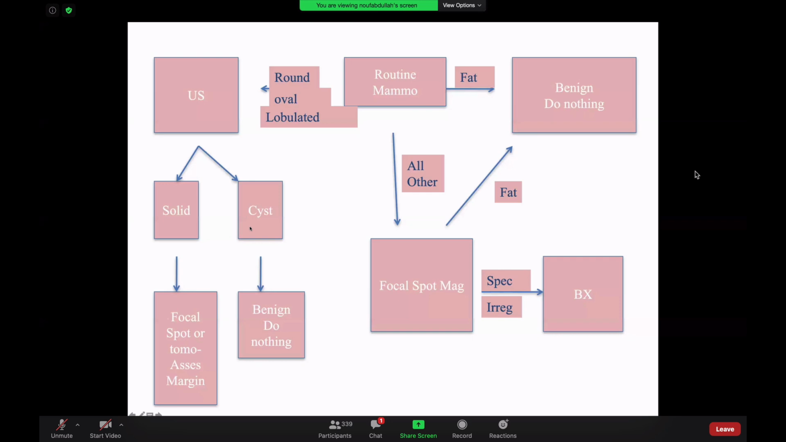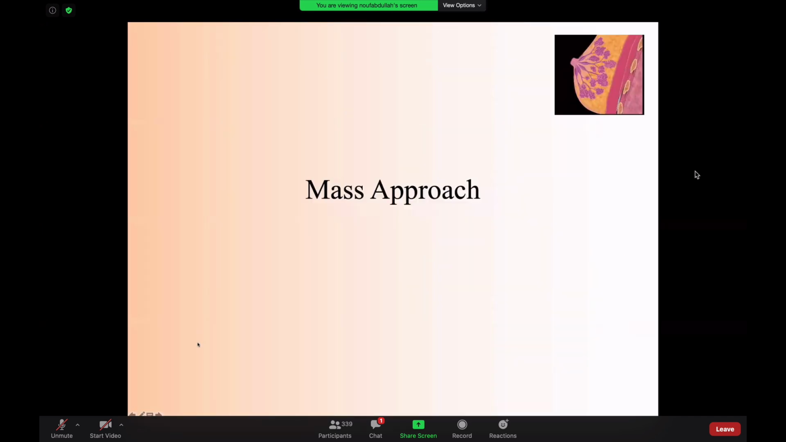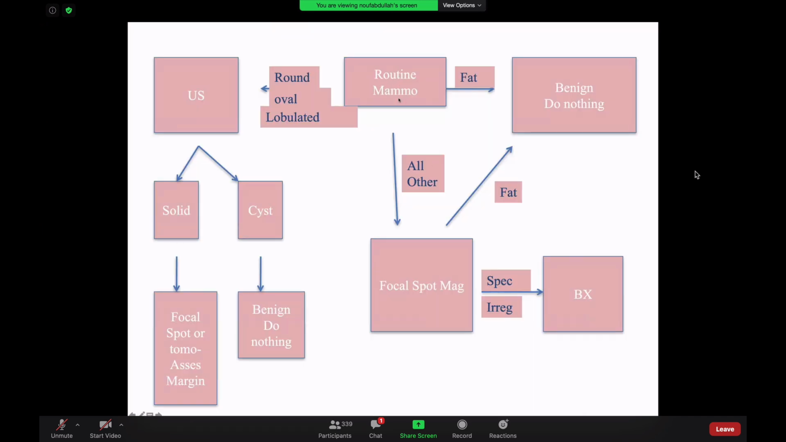So I always need to do the ultrasound. If it's a cyst, then it's benign. I have nothing to do. If it's solid, then it's probably suspicious. This is, we have done it, the focal spot or the tomosynthesis. This we did with the mammogram before the ultrasound. If it's solid, then you have to characterize that lesion based on the ultrasound finding that you're looking at, and we will discuss shortly.